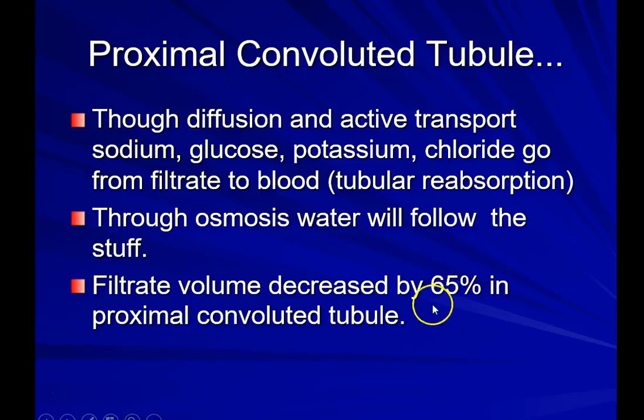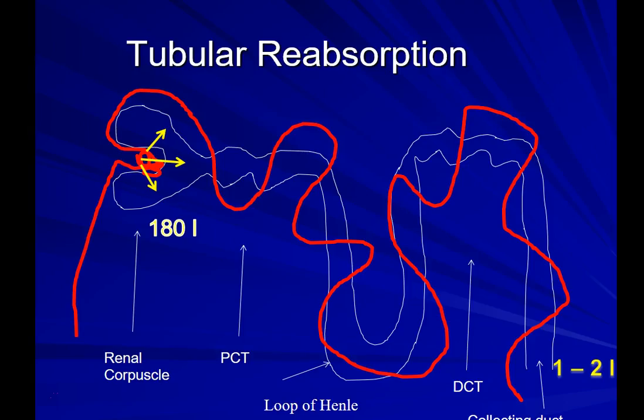By the time we get through the proximal convoluted tubule, 65% of the filtrate that was made at the renal corpuscle is reabsorbed back into the blood at the proximal convoluted tubule. So let me show you this. Imagine there's little proteins here moving glucose back, moving ions back, moving all this stuff back into the blood. By the rules of osmosis, water is going to follow the stuff. So you're going to reabsorb a lot of water back into the bloodstream at the proximal convoluted tubule. Whatever goes back, like ions and glucose, water will follow it.